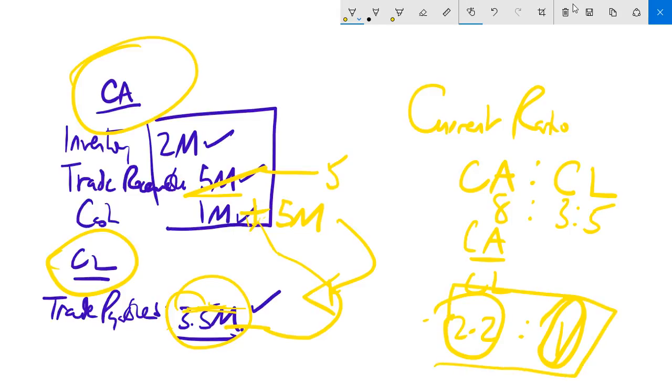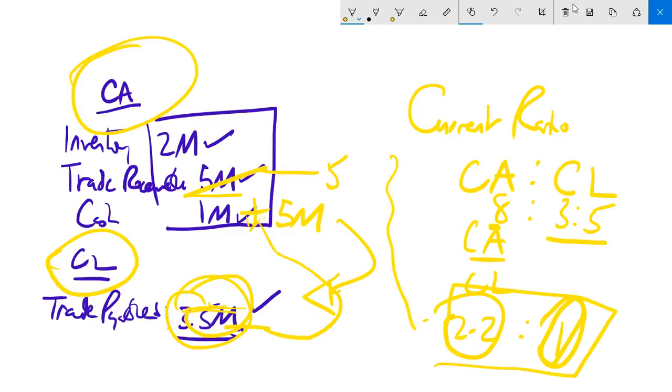That's what this is saying in general. This is the big picture. For every 3.5 pounds we owe, we have 8 pounds available. But of course, we want to speak in simple terms, so we break it down to this idea of the pound. So that's what the current ratio looks like.